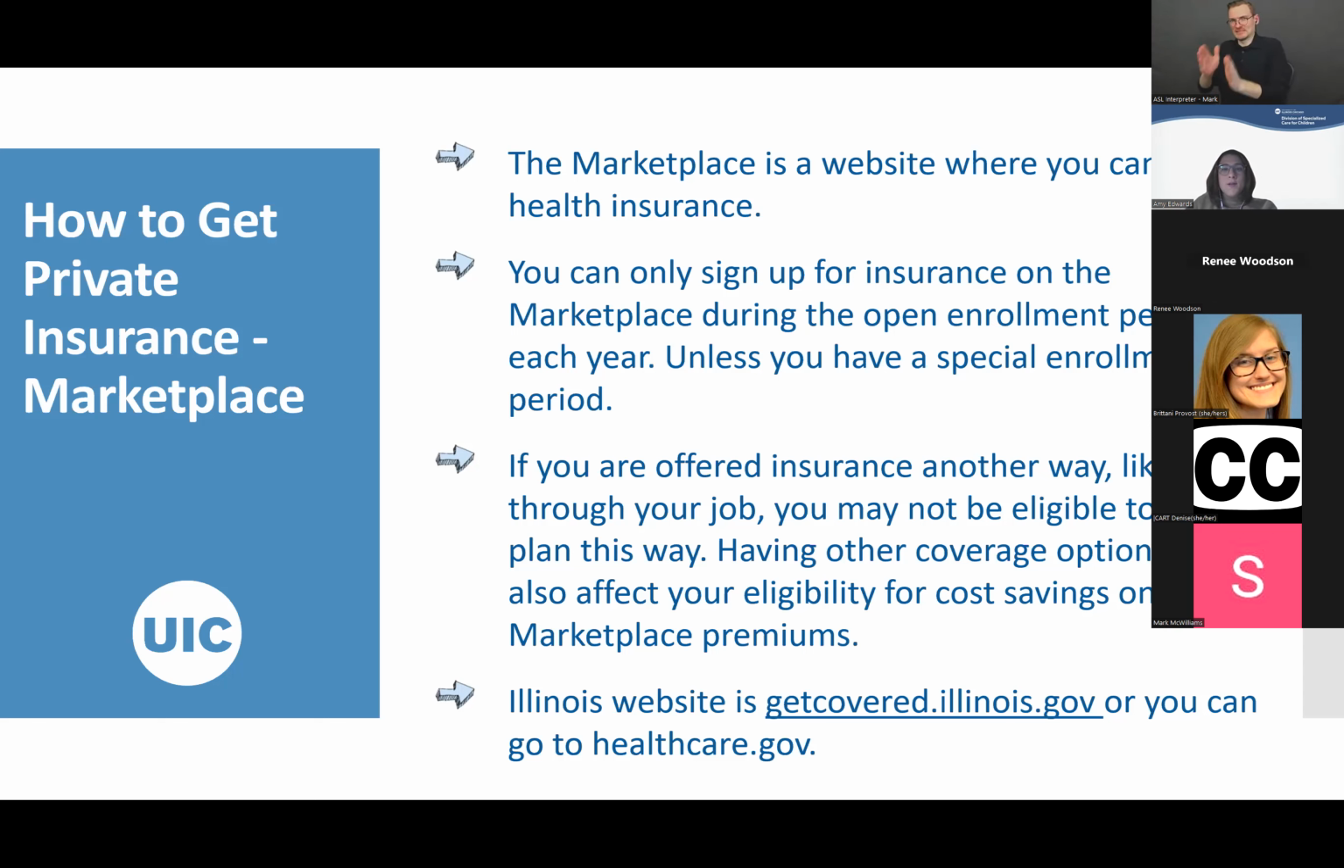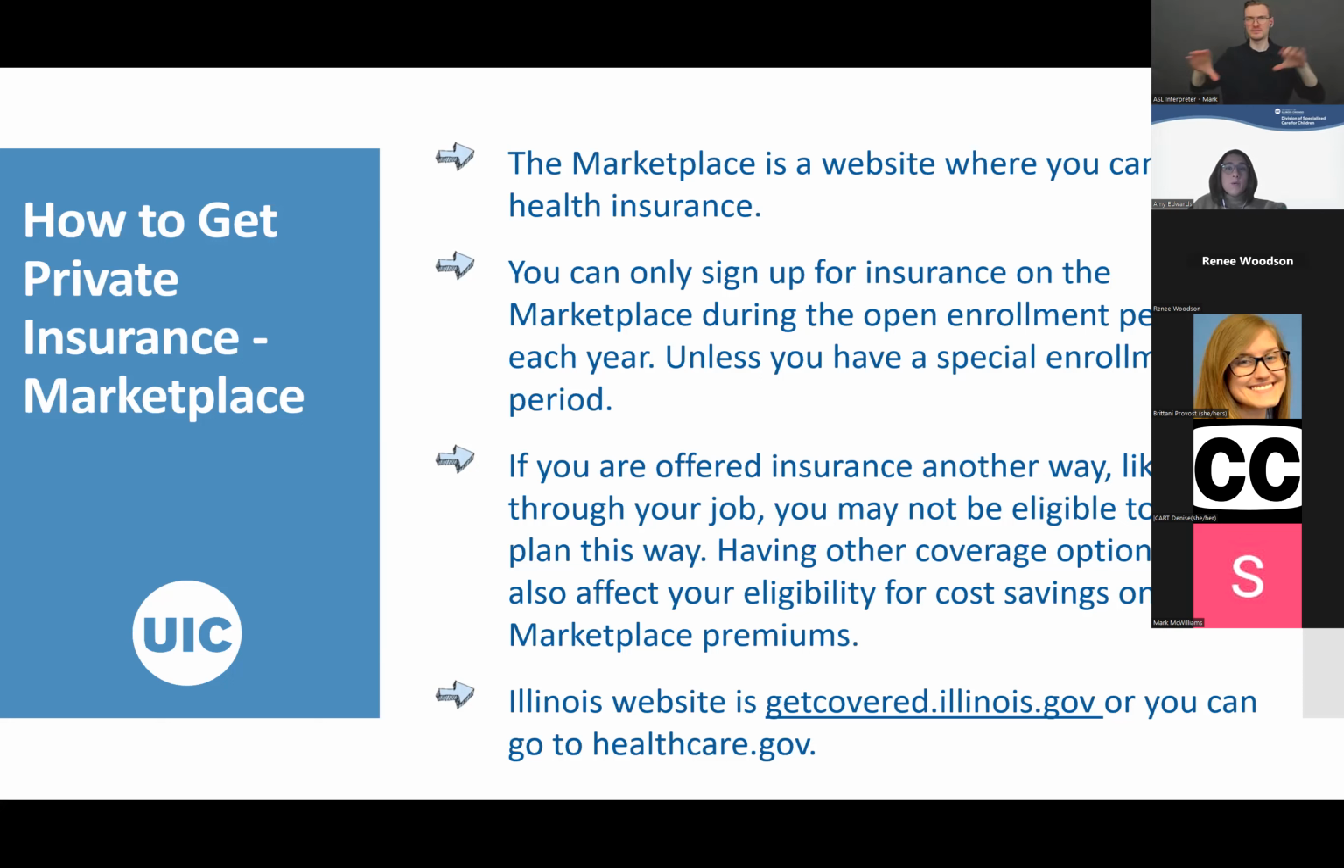It's important to know that if you are offered insurance another way, like through your job, you may not be eligible to get a plan through the federal marketplace. Having other insurance options will affect your eligibility for cost savings or discounts on marketplace premiums. So it could end up costing you more to get a plan on the marketplace if for some reason you declined or chose not to take health insurance through your job when it was offered to you.